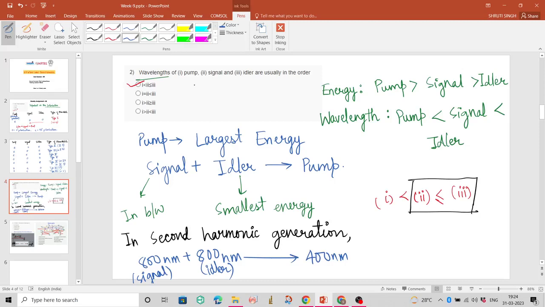So that's why it's given that 2 can be less than or equal to 3. But the pump cannot be equal to the signal or idler. Then there is no point of second harmonic or sum frequency, because if signal or idler is equal to the pump, then what are we generating? There is nothing to generate then, right? So 1 will be less than 2 less than or equal to 3. So that's how we solve this question.